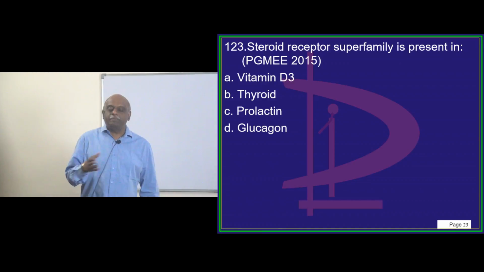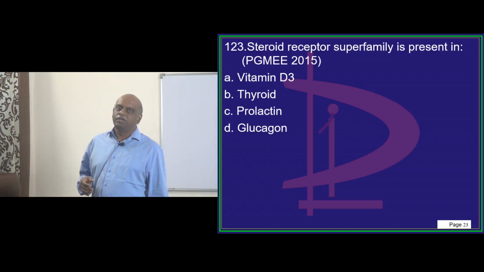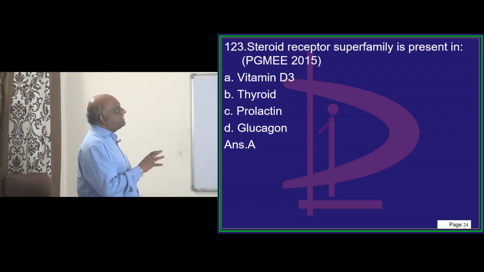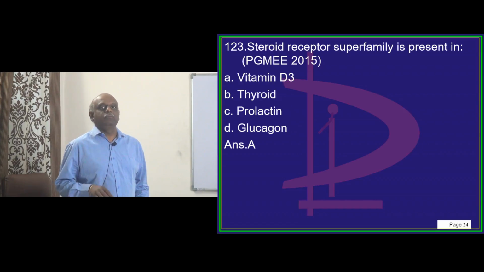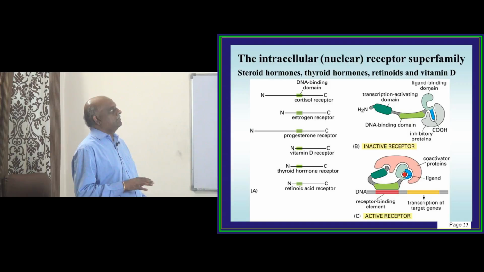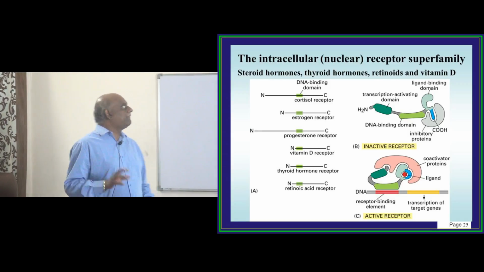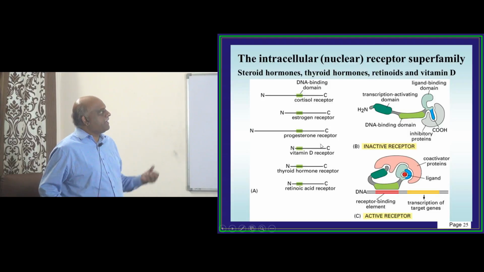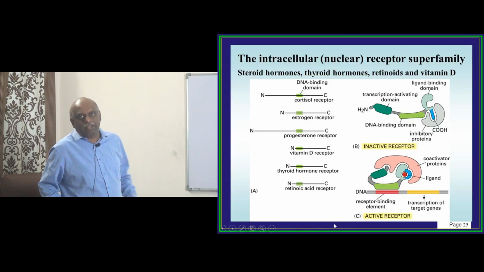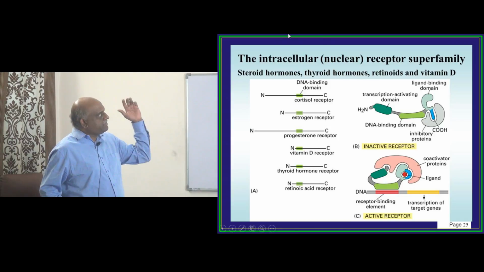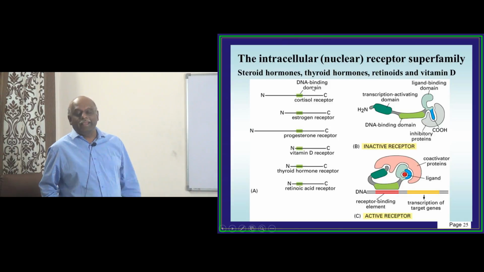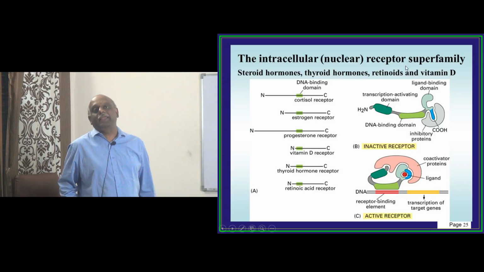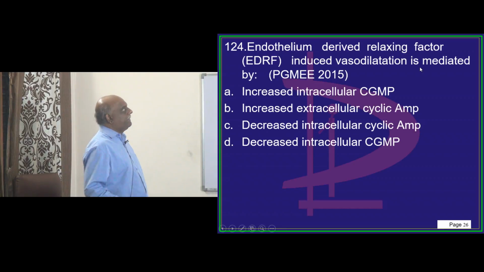Steroid receptor superfamily, what are all the things that belong to it? Classically, vitamin D3 belongs to steroid receptor superfamily. So you should remember cortisol receptor, estrogen receptor, progesterone, vitamin D, thyroid hormone, retinoic acid receptor, ये सब चीजों को मिला के आप कहते हैं intracellular nuclear receptor superfamily is what you have to ultimately remember.